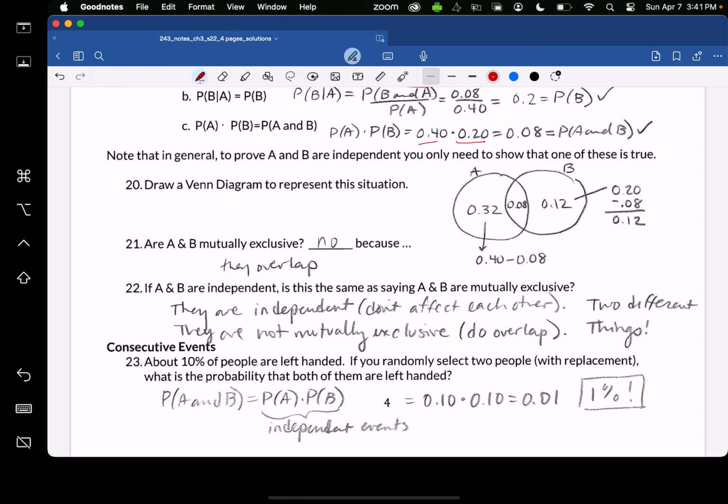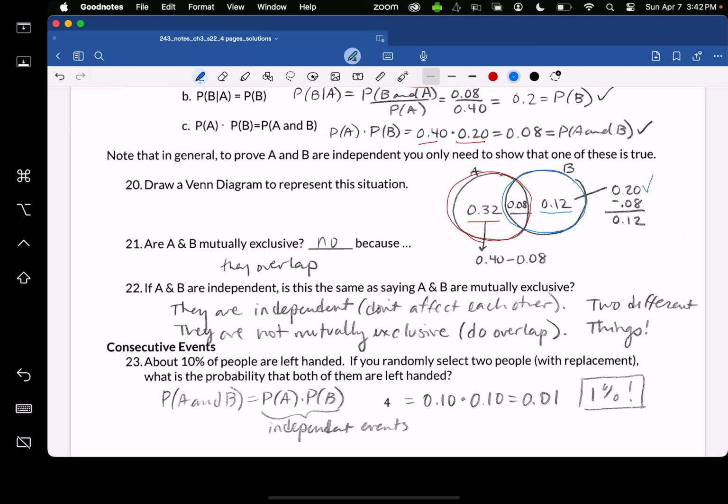Draw a Venn diagram to represent the situation. We knew that the probability of A was 0.40, and that means that the total for this entire circle is 0.40. But if there's 0.08 in the overlap, then there is 0.32 in that region right there. So I took 0.40 minus 0.08. Over here, we already knew that the whole probability for B was 0.20. So 0.20 minus 0.08 gives us 0.12. So these two regions together add up to 0.20.